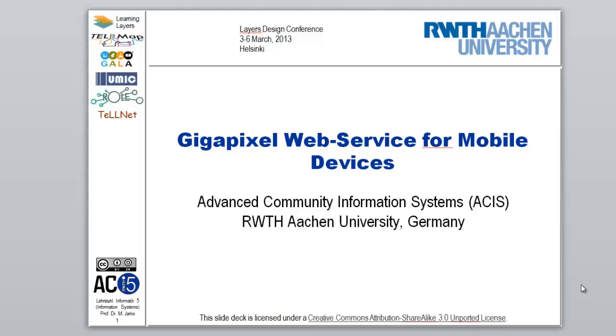Hello, we will present a Gigapixel web service for mobile devices developed at the Chair for Information Systems and Databases, RWTH Aachen University. Gigapixel images are composed of billions of pixels. Using them, a good level of detail for the images can be achieved.